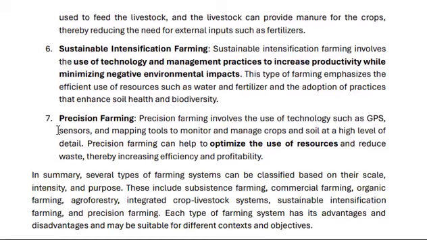Then lastly, we have precision farming or precision agriculture. So precision farming makes use of advanced technologies kaya ng mga GPS natin, mga sensors, GIS, mga mapping tools for us to monitor and manage our crops and soil at a high level of detail. Then through precision farming, we can optimize the use of resources and reduce waste, thereby increasing efficiency and profitability.